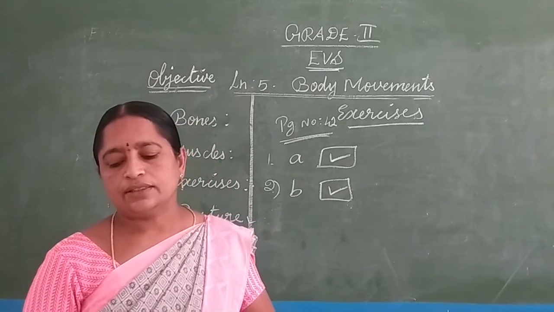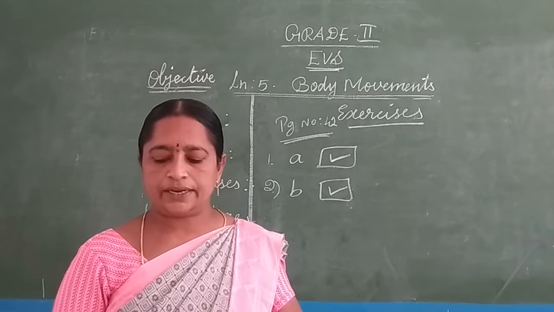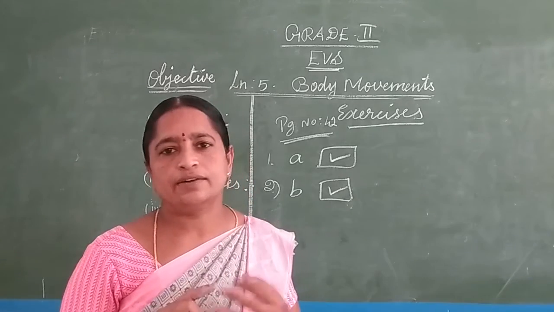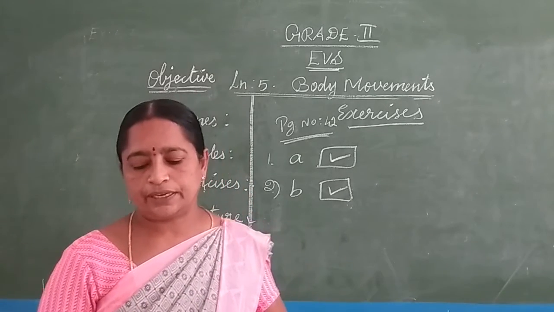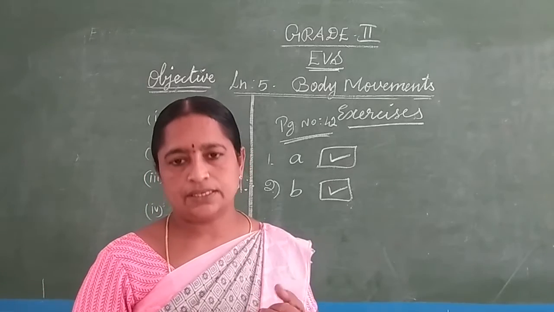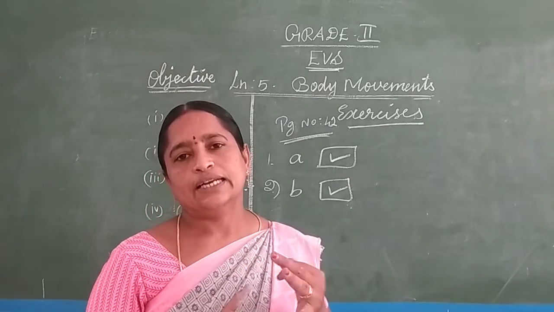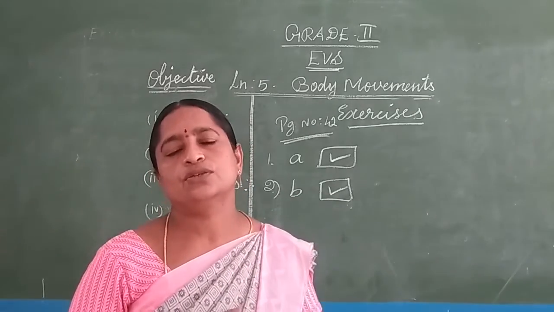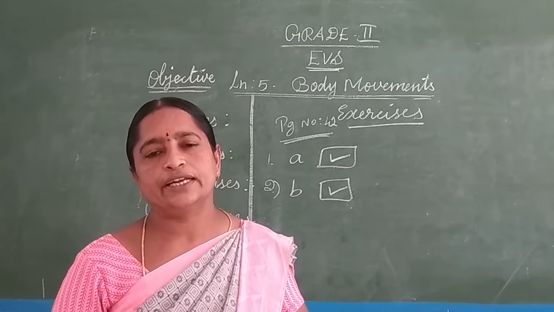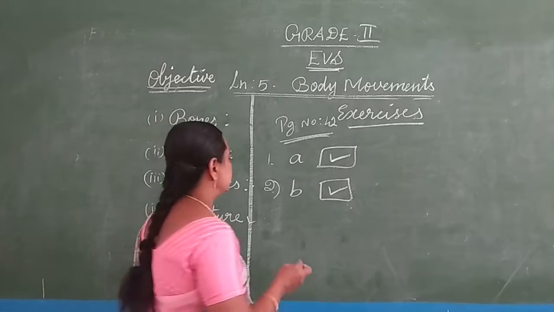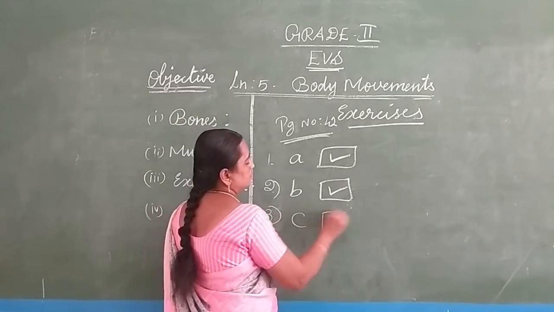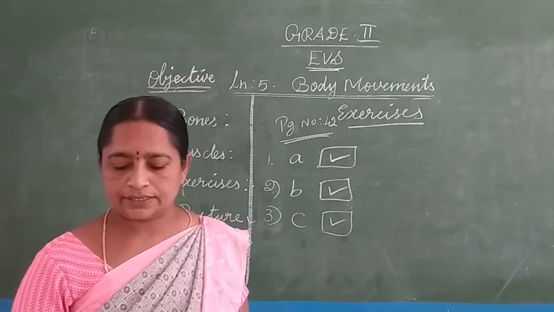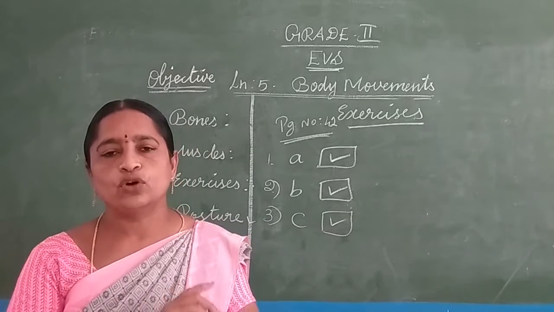The third question: these protect the soft, delicate organs in our body, internal organs like the brain. Which one will give protection to that part? A is muscle, B is joints, C is bones, D is food. Which one will give protection to those delicate inner organs? Yeah, C is the bone. Bones will give the protection. That is C.